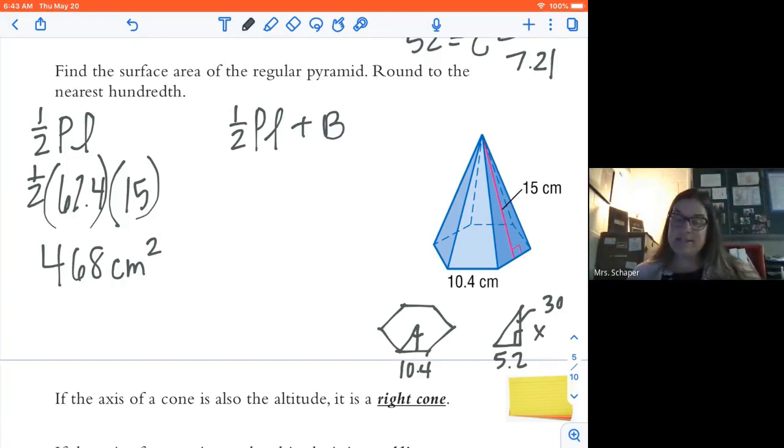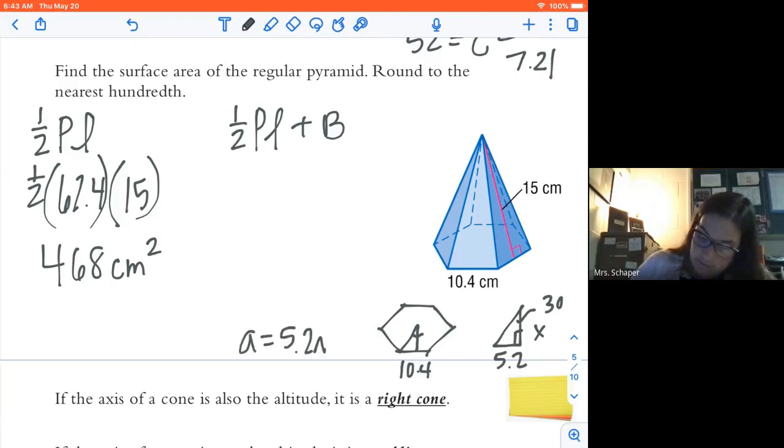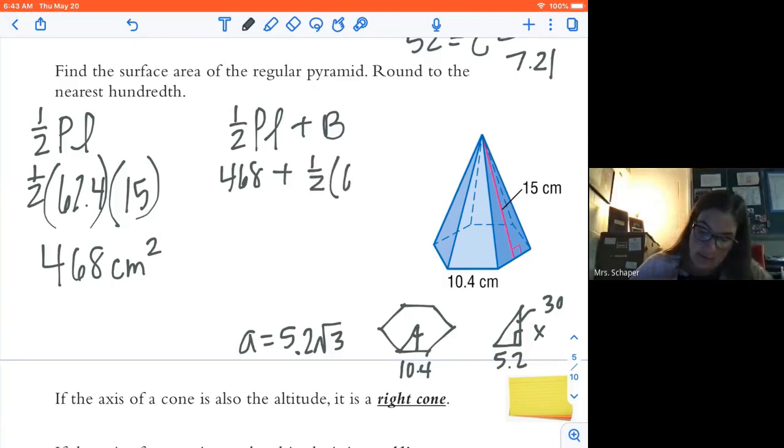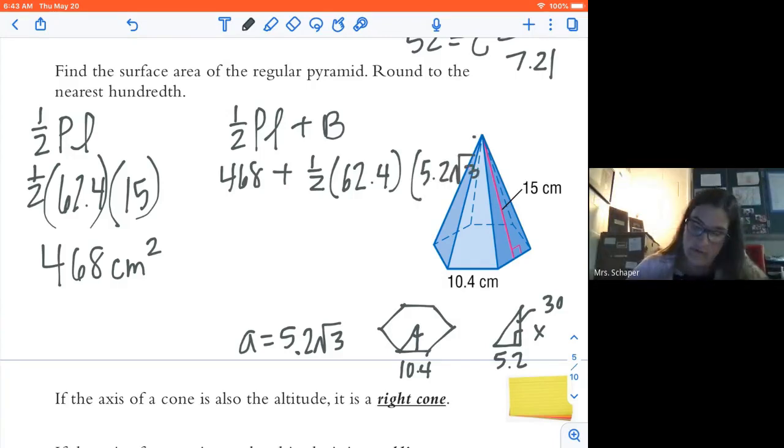Well, in a 30-60-90 triangle, I know the relationship from the side opposite 30 to the side opposite 60 is multiplying it by the square root of 3. So the apothem is going to be 5.2 square roots of 3. Okay? So I've got 468 plus the area of the base, which is 1/2 the perimeter times the apothem, 5.2 square roots of 3.